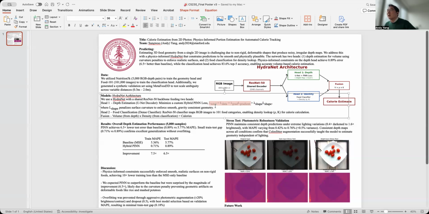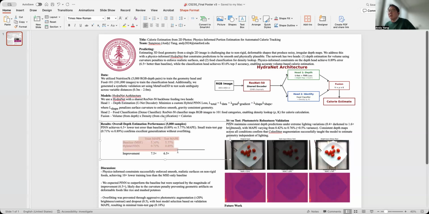Here is the loss function in head one, the depth estimation. It is the mean square error loss function, and I added a physical constraint that penalizes the surface curvature to enforce a smoother, more sensible geometric surface. As a result, here is the comparison of the error. The base case is the first one. It compares the MAPE, the percentage error, between train and test set. So 5.36% and 5.77% is the baseline case.